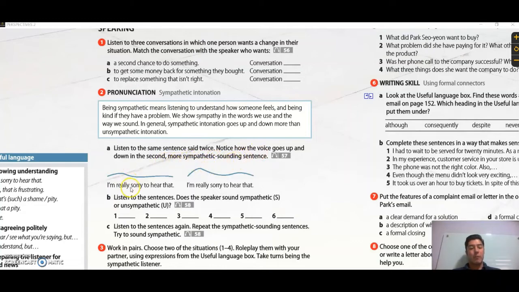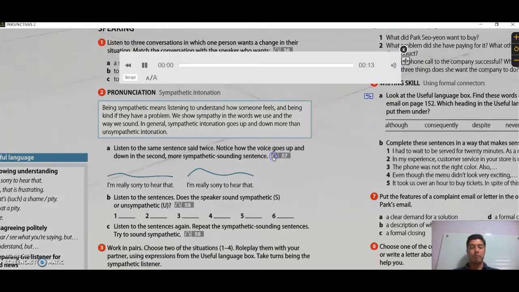Let's listen to the first one. It says, "I'm really sorry to hear that." And the second one says the same thing, but with another intonation. "I'm really sorry to hear that." Let's listen to the example with the lady.